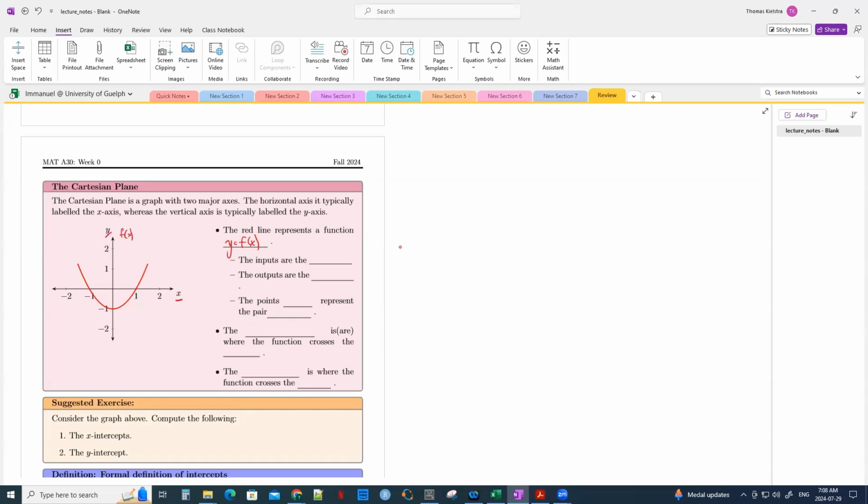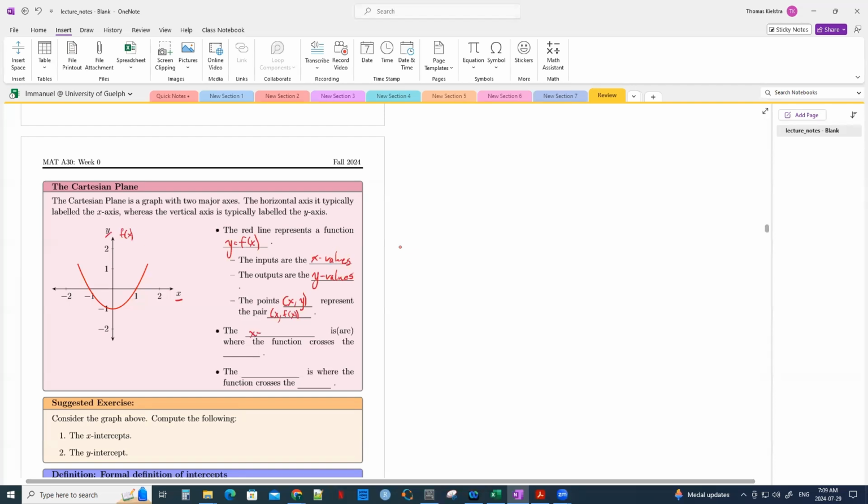The inputs are x values. The outputs are y values. The points x, y represent the pair x, f of x.